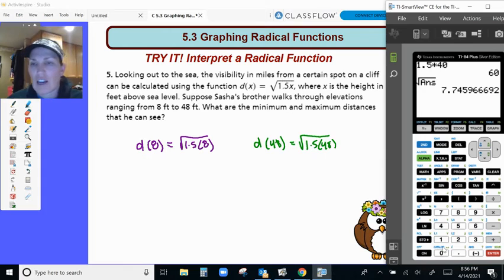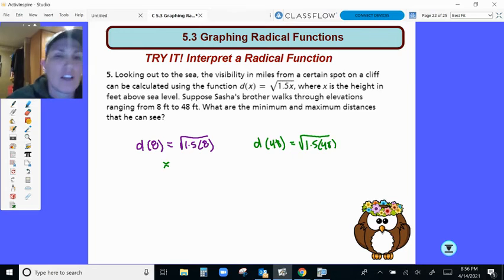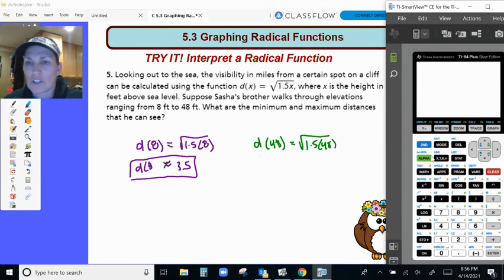Okay, so this time I'm actually going to do something a little bit different. I'm just going to go square root of, and I'll put parentheses in there. It's going to go 1.5 times 8, and that gives me 3.5. So it's going to be approximately 3.5 for my distance at 8. And then let's take a peek at the 48 feet. Now I'll do the same thing. I'm just going to go square root, first of all, and then just put in parentheses 1.5 times 48.